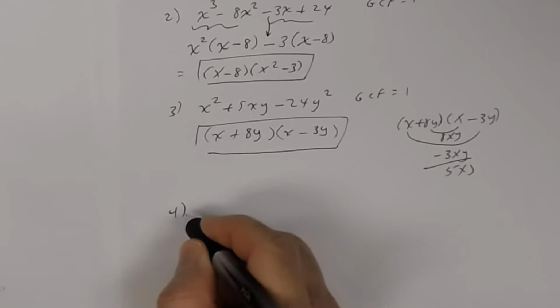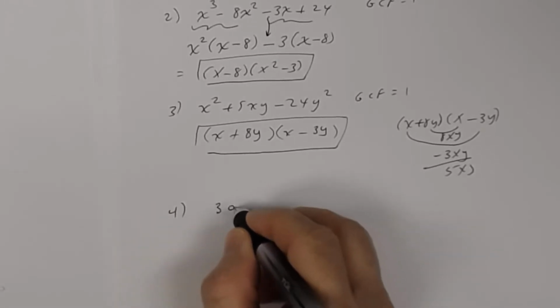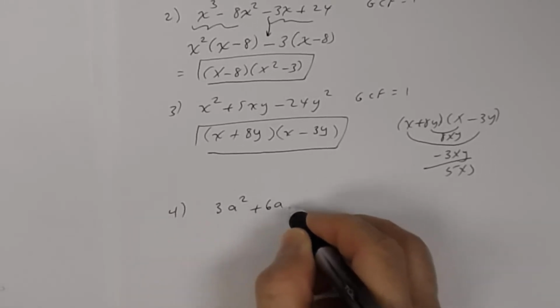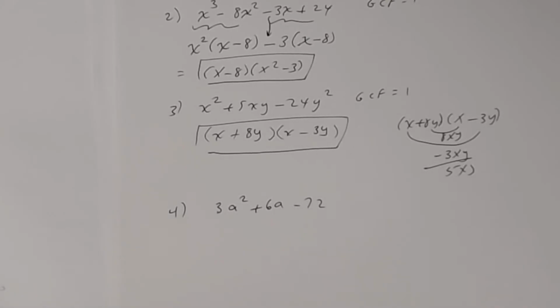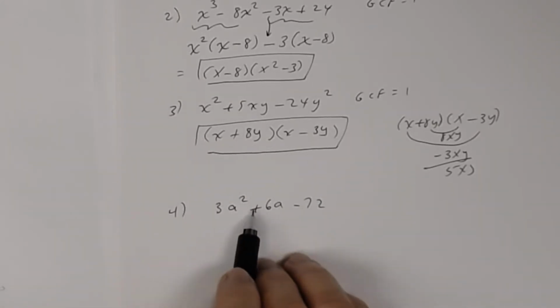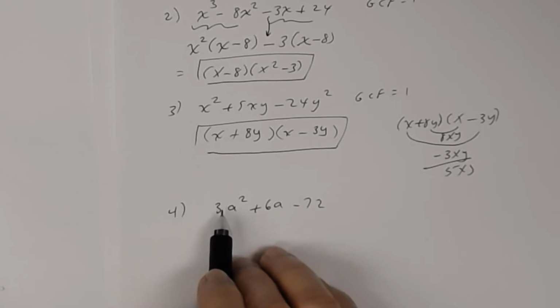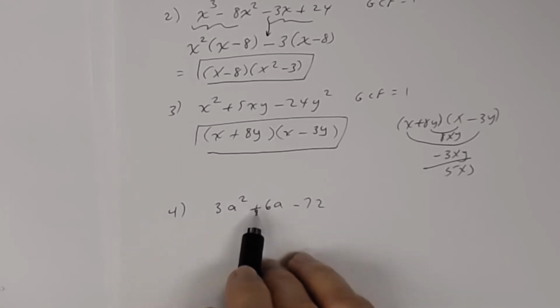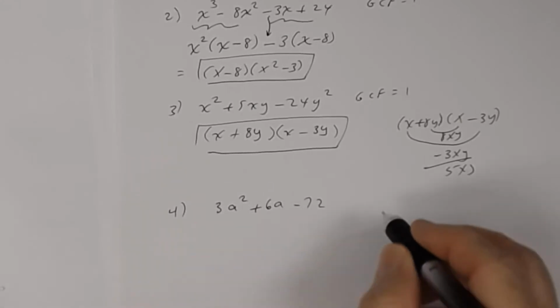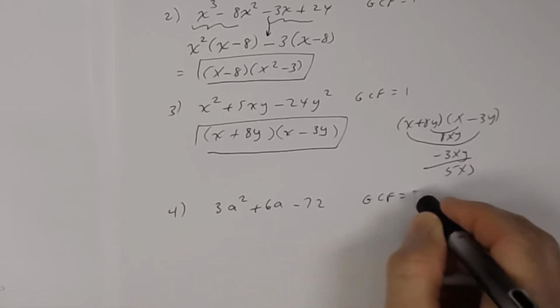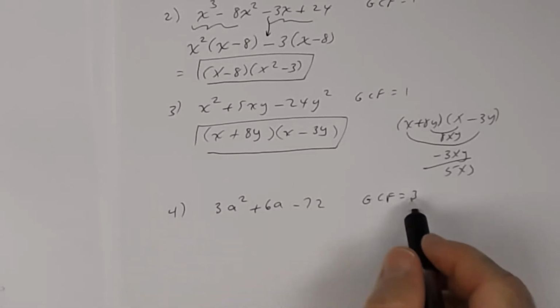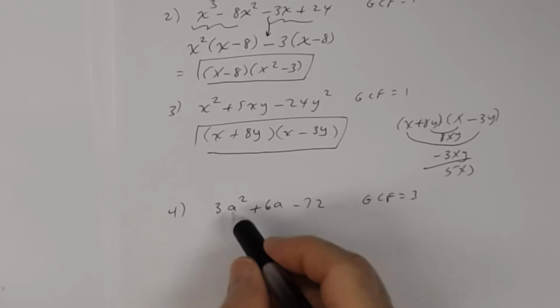Number 4, we have 3a squared plus 6a minus 72. Now again, you've got to look for the GCF first. So the GCF in this case is 3. 3 is the largest factor that goes into 3, 6, and negative 72. So the GCF is 3. Since the GCF is something other than 1, we're going to factor it out.